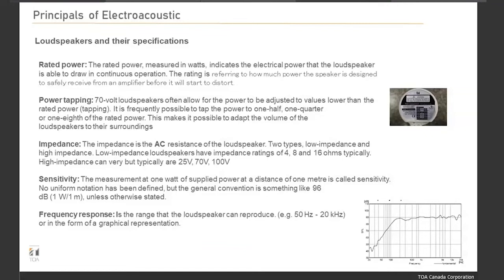So low impedance are 8 ohm, 16 ohm, 4 ohm. They're all referred to as 8 ohm typically. And high impedance can vary, but typically are 25 volt, 70 volt, and 100 volt. In Canada, we tend to use 70 volt. In the EU, we tend to use 100 volt.